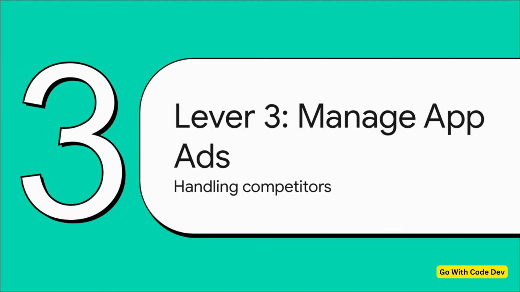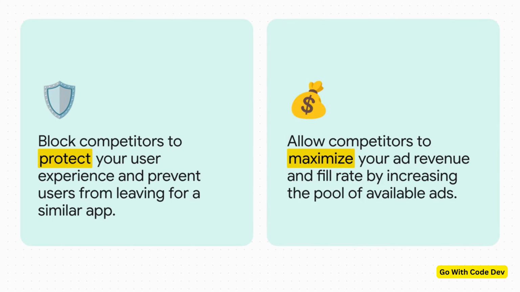And that brings us to our third and final lever, which is all about a really specific, really important type of ad: ads for other apps. This is where you have to decide how you're going to handle your competition. And this is where you run into a classic developer dilemma. On one hand, you can block ads from your competitors to stop them from poaching your users. But on the other hand, app install ads often pay really, really well, so allowing them can be a huge boost to your revenue. It's a tough call.